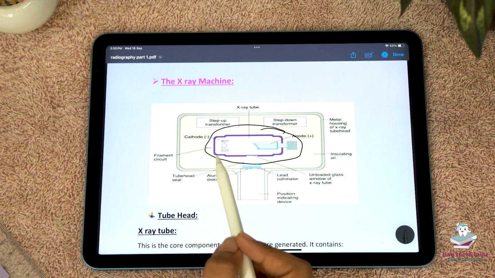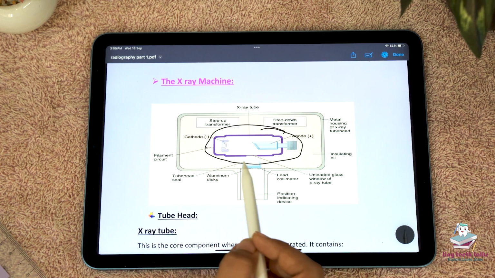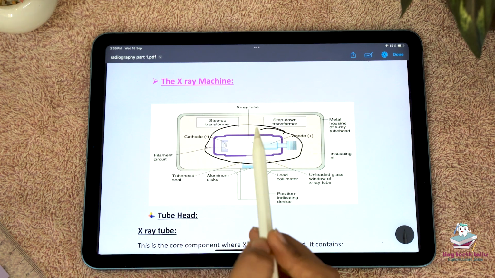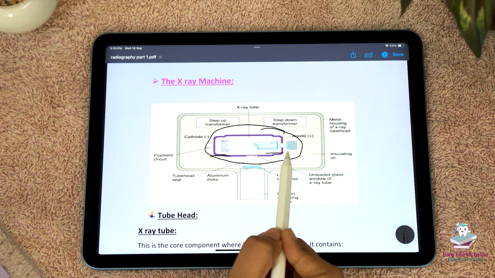So the tube head contains the X-ray tube. This is the X-ray tube. This is the core component where X-rays are generated. It contains the cathode and anode.